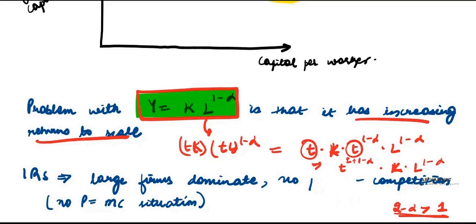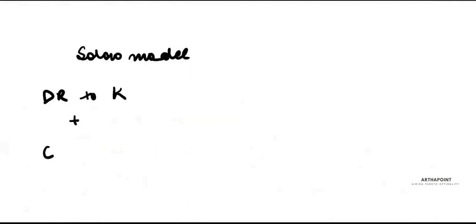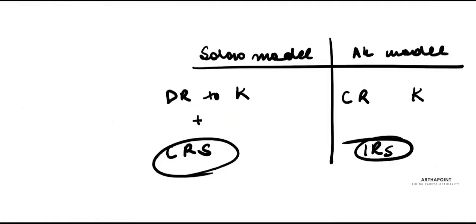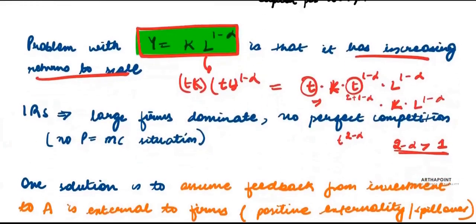So please understand, when we were talking about the Solow model, we had diminishing returns to capital and constant returns to scale. When we're talking about the AK model, we have constant returns to capital, but increasing returns to scale. When you double your labor and capital, output will be more than double. Which is a good thing. You might think that increasing returns to scale is better.